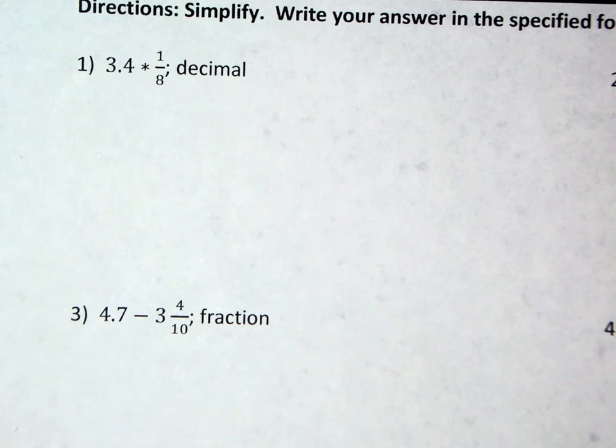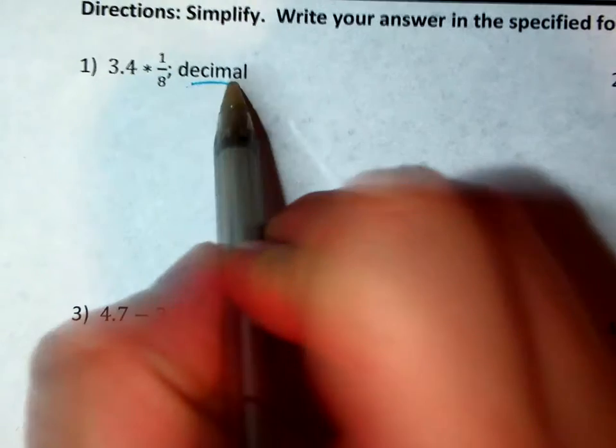Today we focused on number conversions and decimals and fractions. And now we're getting to the point where we're starting to intermix some of the skills that we've learned in class. So our first problem says to multiply 3.4 times 1/8, and we need to write our answer as a decimal.